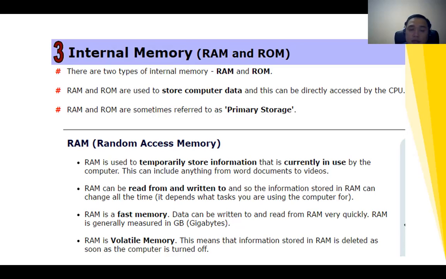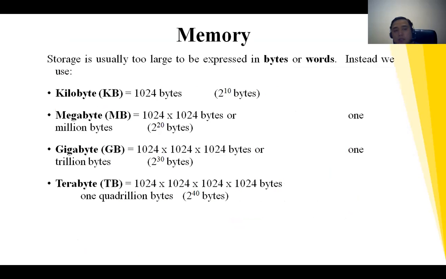RAM is a fast memory. Data can be written to and read from RAM very quickly. RAM is generally measured in gigabytes. RAM is volatile memory. This means that information stored in RAM is deleted as soon as the computer is turned off.